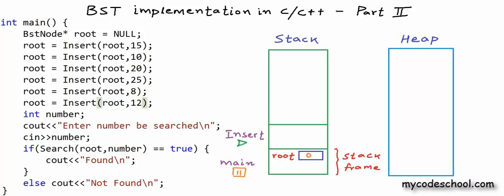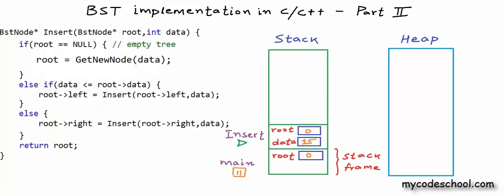Main will wait for this insert above to finish and return. Once this insert call finishes, main will resume at line 2. We have these two local variables root and data in insert function, in which we are collecting the arguments. Now for this call to insert function we will go inside the first if condition here, because root is null.